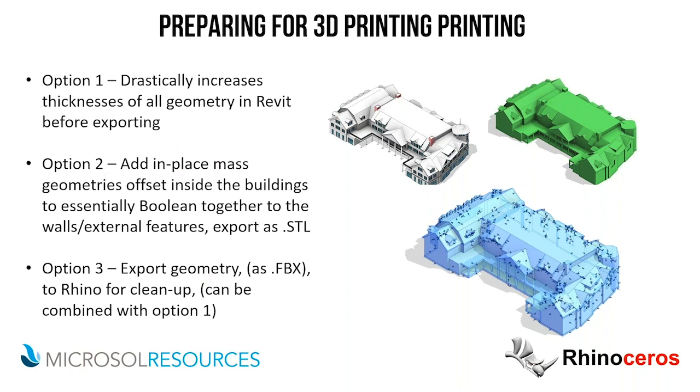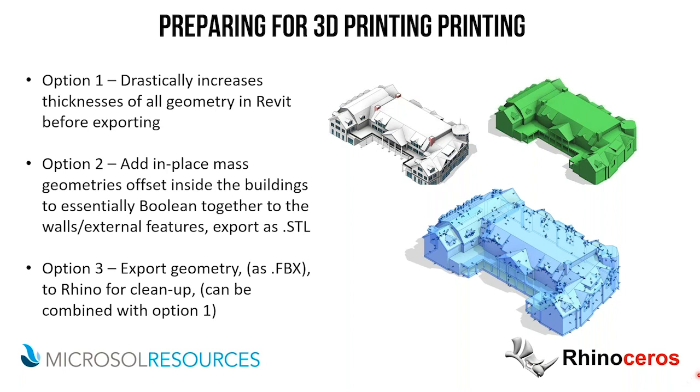Another option would be to add in-place mass geometries that are offset in the building, and then you would essentially Boolean them together and export as STL. I should mention that Revit has a free plugin for version 2019 and definitely some previous versions as well. That is called the STL exporter, which essentially just takes the geometry of whatever is in the 3D view that you're currently in, and you can export it as an STL. That's all it does. It doesn't clean anything up. It doesn't connect anything, but it at least lets you export that and then natively work on that within Rhino, or whatever other program you might want to use.